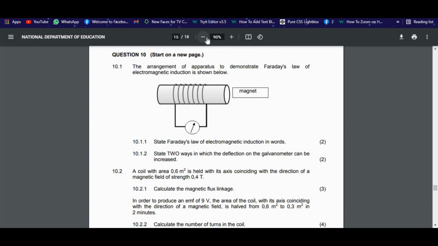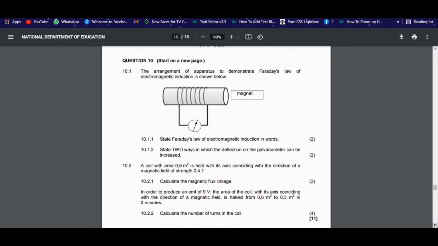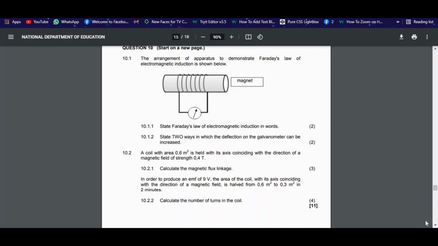Just going to zoom out slightly so we can get it all in. I see it clearly on my screen, so I think we all should see it clearly on our screens as well. Alright, cool. So that'll be question 10, and I'll give about 11 to maybe even 15 minutes for it, and then we'll mark it.